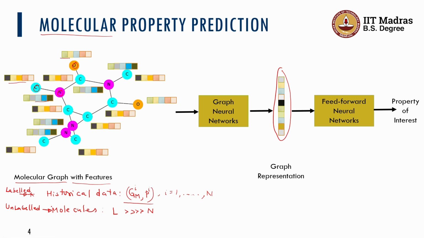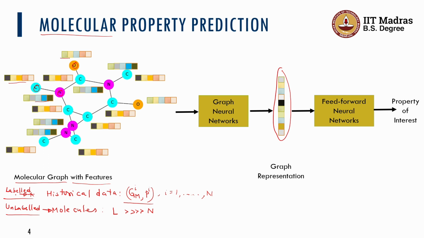There are different databases in which these molecules are available. Some databases have 2 million molecules, some have 100 million molecules. And most of them are available freely, most of the time for non-commercial use. Now, what we have is a problem where we have a lot of unlabeled data and little labeled data.